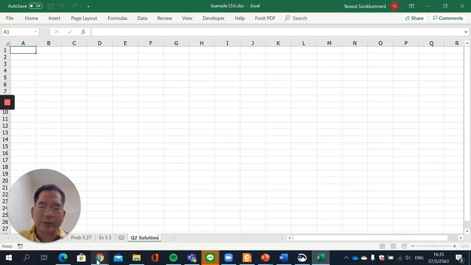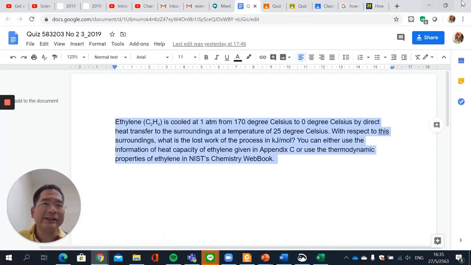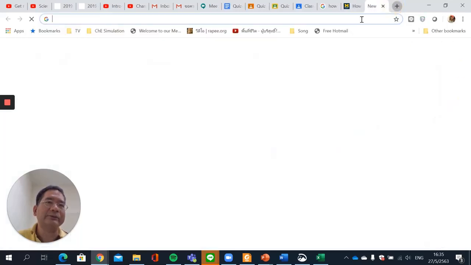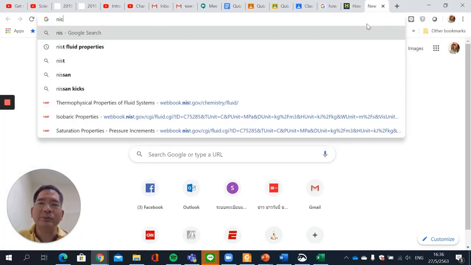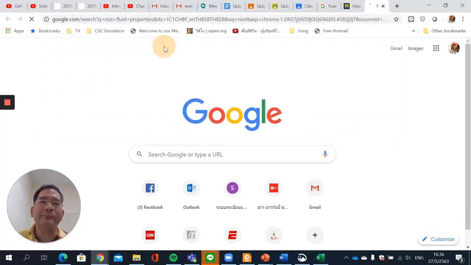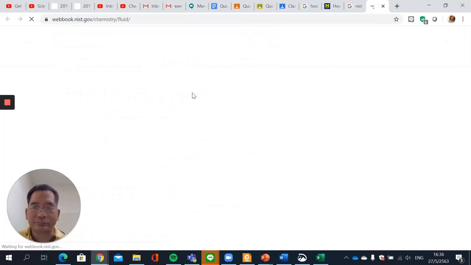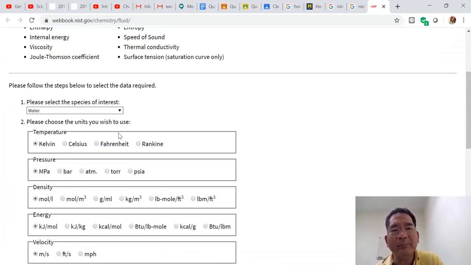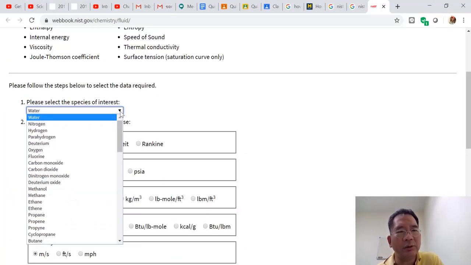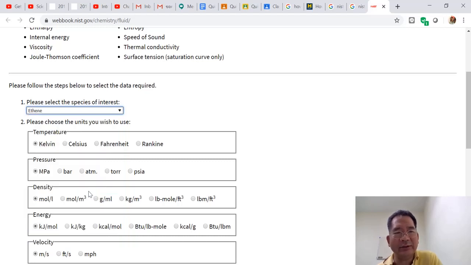Next, I will go on to the NIST database, which, if you do not know, you just search NIST fluid properties. And then we must select the chemical. The chemical now is ethylene, but according to IUPAC, we can call ethylene ethene.